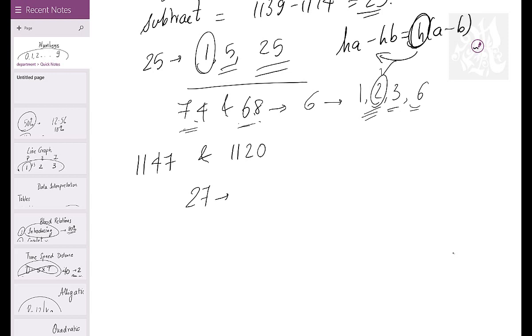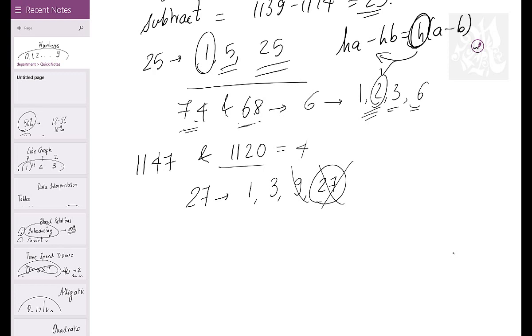27. Factorize 27. I have 1, I have 3, I have 9, and I have 27. These four factors. Can these two divide 27? No, because the sum itself is 4. For division of 27, it should be at least a multiple of 9. Then we can start going ahead. It is not a multiple of 9 anyway, so it doesn't matter.